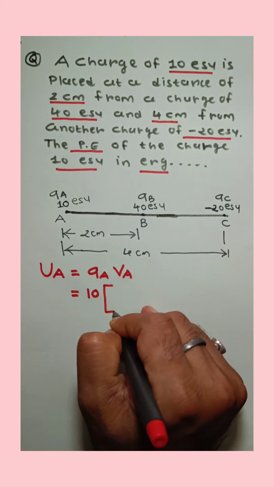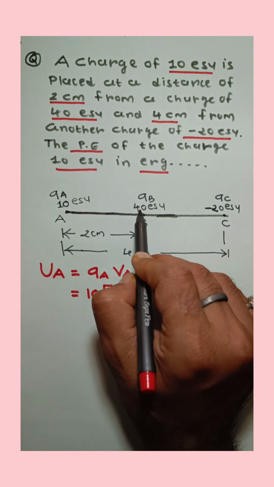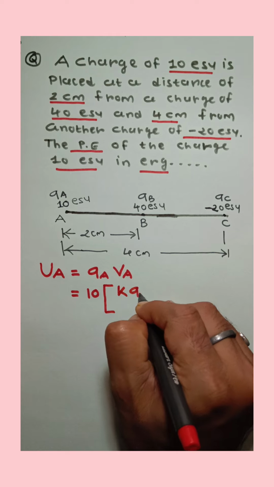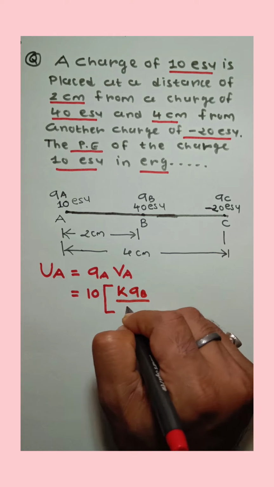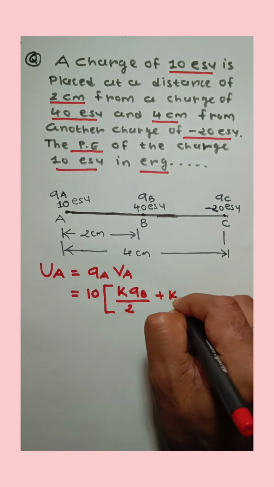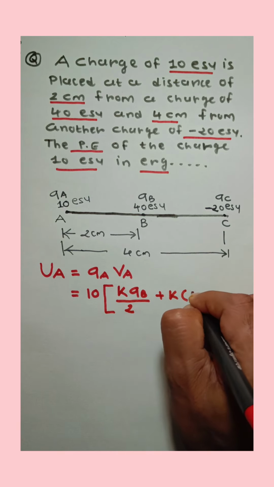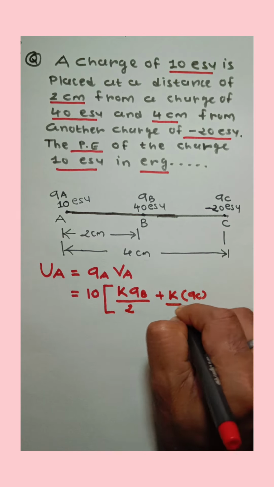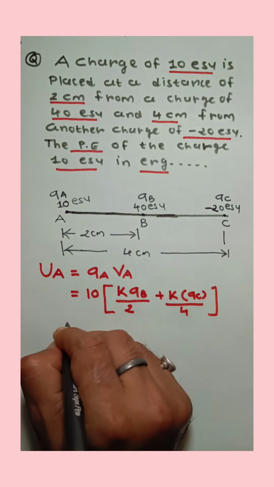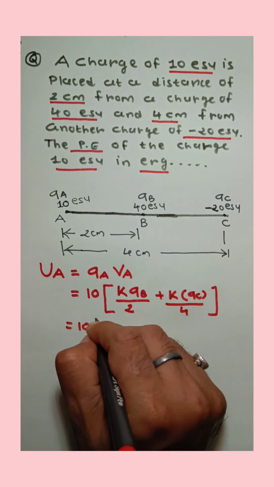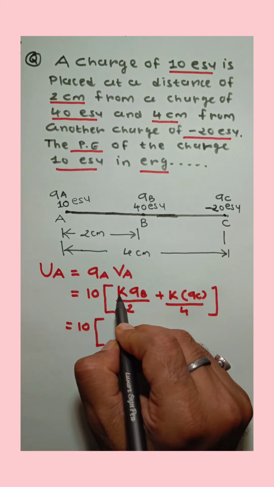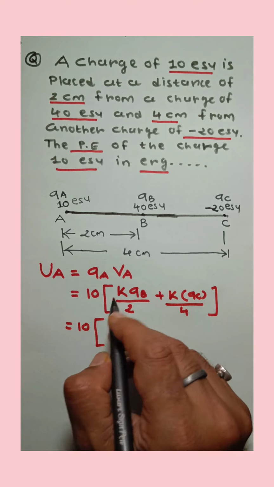Now potential at a point. Potential of 40 ESU at a point, that is K QB upon distance 2 centimeter, plus K QC upon distance 4 centimeter. So 10 into... SI value of K is 9 into 10 raised to 9, and CGS value of K is 1 unit.